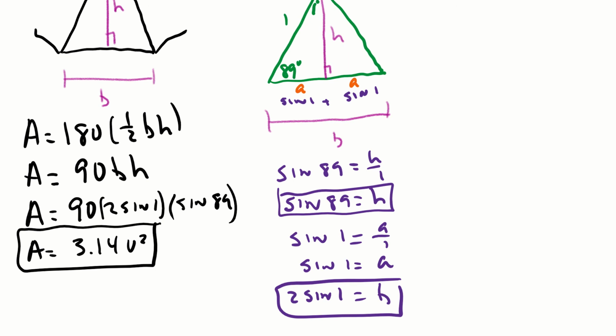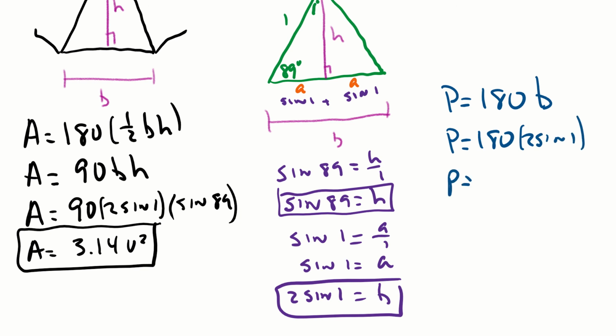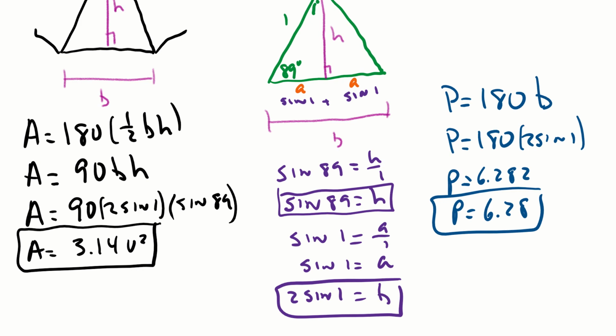And then the last thing I have to do is find the perimeter. Well, I know the perimeter is going to be 180 sides times whatever b is, and so the perimeter is going to be 180 times 2 sine 1, which is 6.28. So it's 6.282, which doesn't round up, so the perimeter is going to be 6.28. And there you go. So these were kind of complicated to do.